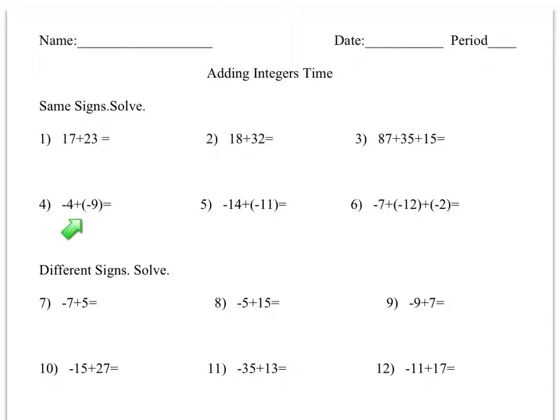Negative values are introduced in 6th grade, and it becomes a little bit tricky when we switch into positives and negatives. So let's look at number 5. We're going to go with number 5. Okay, number 5 right here. We're going to start at negative 14 plus negative 11.